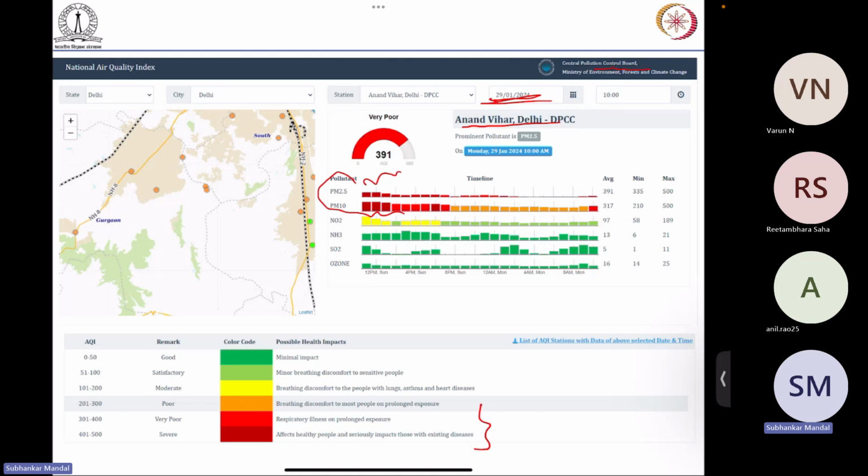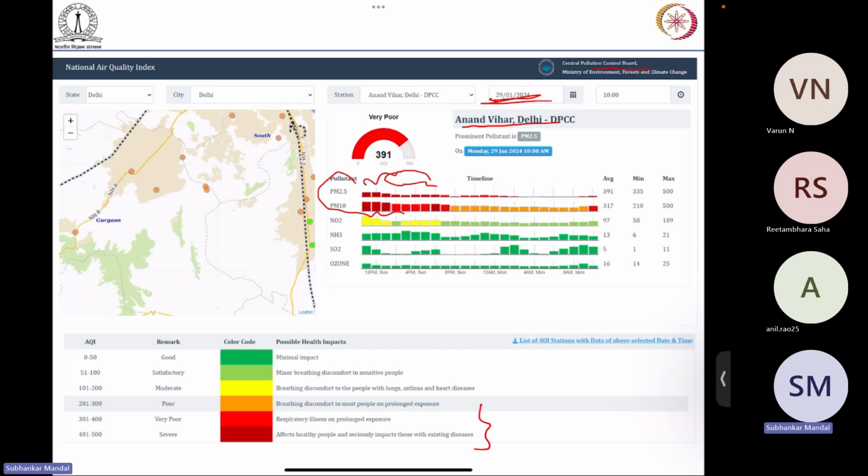So this is respiratory illness on prolonged exposure. As we also know, Delhi is one of the highly polluted cities. During the winter season as well as the summer season, it is very hot and highly polluted, so it can affect health. You can see the micro particles in the air increasing, which can affect human health. So that is one of the reports on how much pollutant is there in the air.